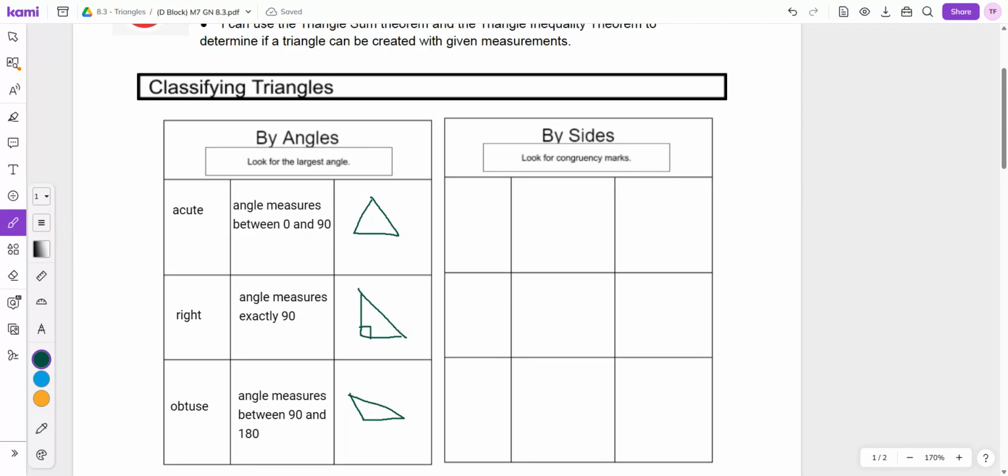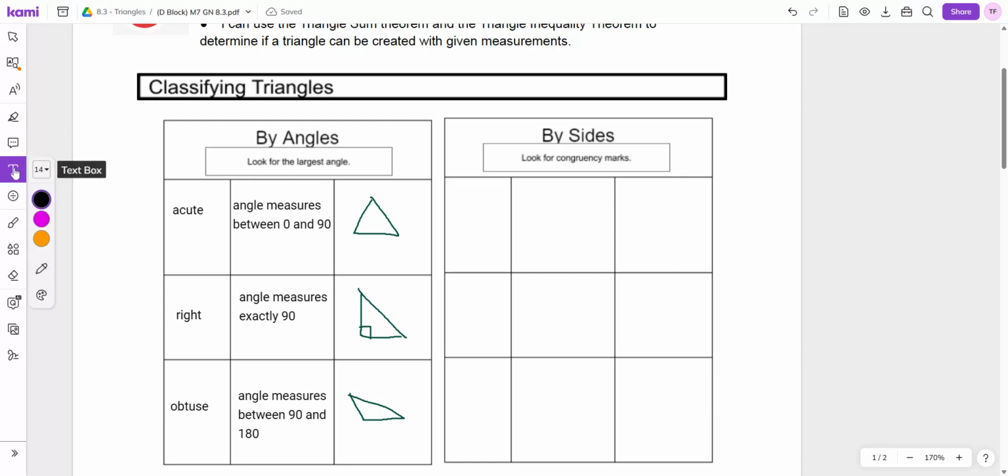All right, let's look at the sides. What I always recommend for the kids is to look for the congruency marks. Sometimes you have the sides that have the measurements, which is great because then without a doubt, we know exactly what those measurements are, and we can classify it by that. But sometimes we don't, and we have the little tick marks. Those are called congruency marks. So sometimes you're going to have to look for the congruency marks.